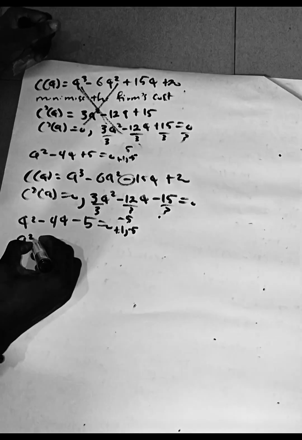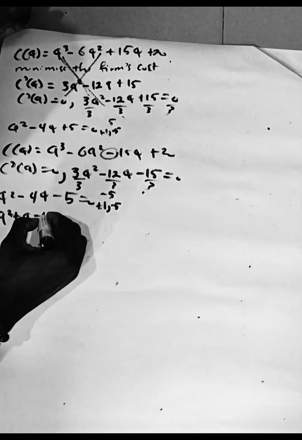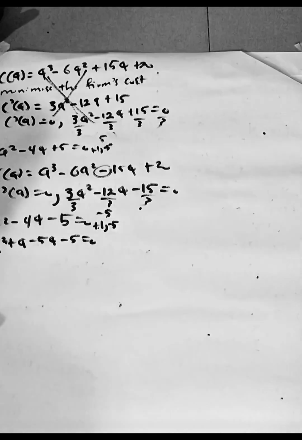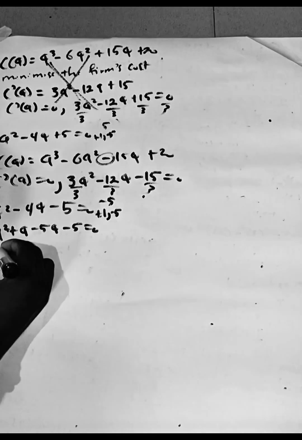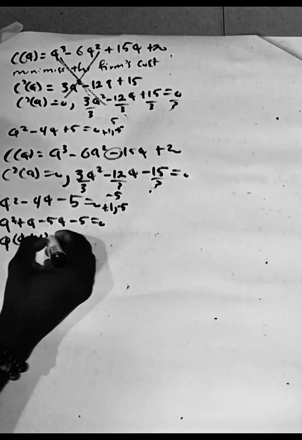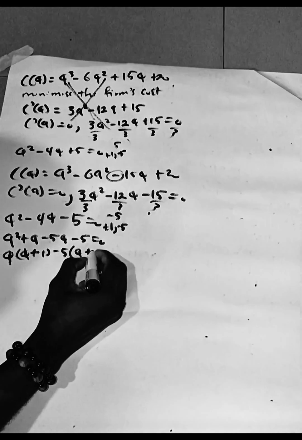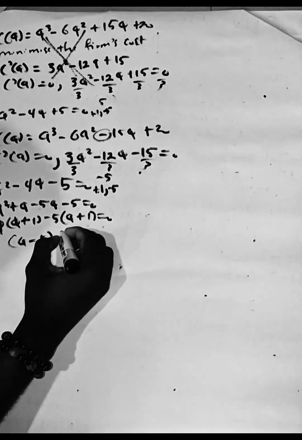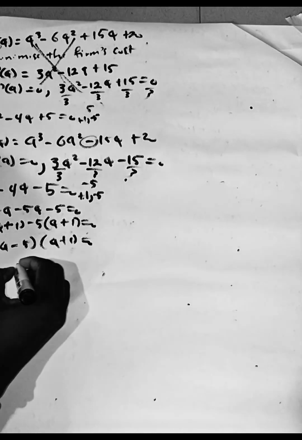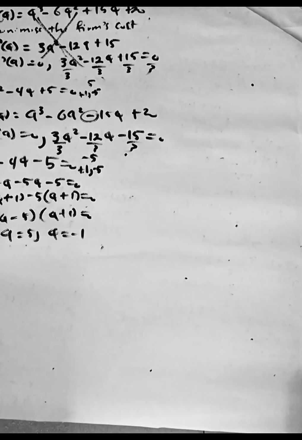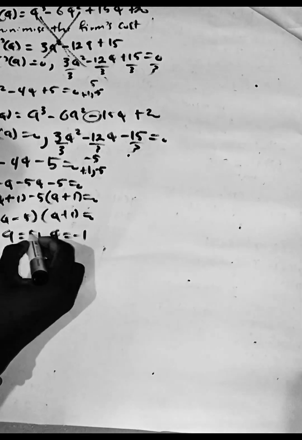So we have q squared plus q minus 5q minus 5 is equal to 0. We can factor out q: q, open bracket, q plus 1, minus 5, open bracket, q plus 1, that's equal to 0. So we have q minus 5 and q plus 1 equal to 0. So we know that q is equal to 5 and q is equal to minus 1.